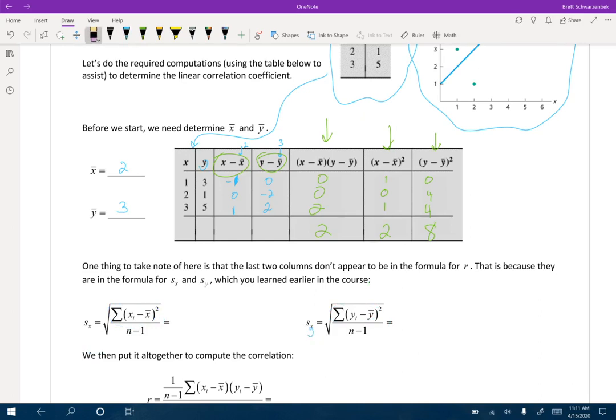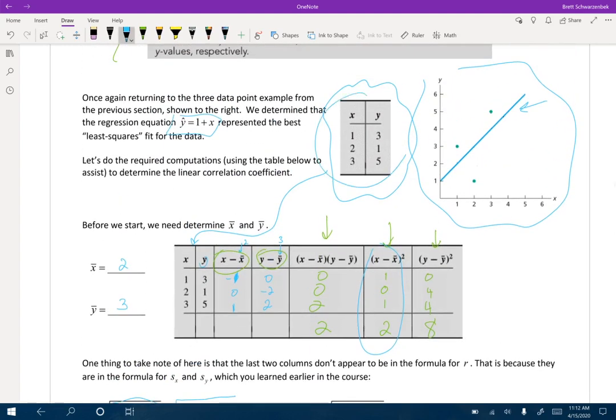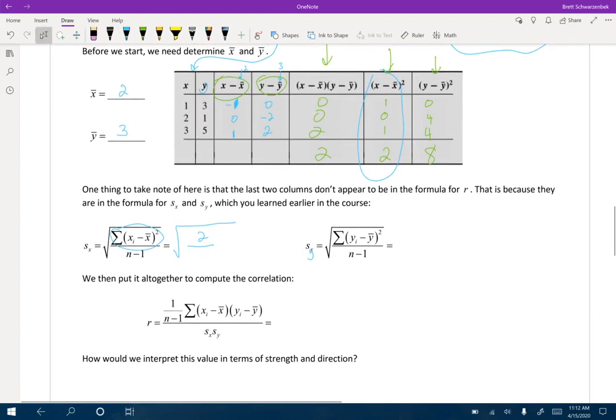So what do we do next? We have to take these numbers and find the formula. So what is the standard deviation of x? It is equal to the square root of the sum of this column, which is right here, 2, over the sample size. Well, remember we have 3 data points, so 3 minus 1, and this will get you the square root of 1, which is 1. So the standard deviation of x is 1.